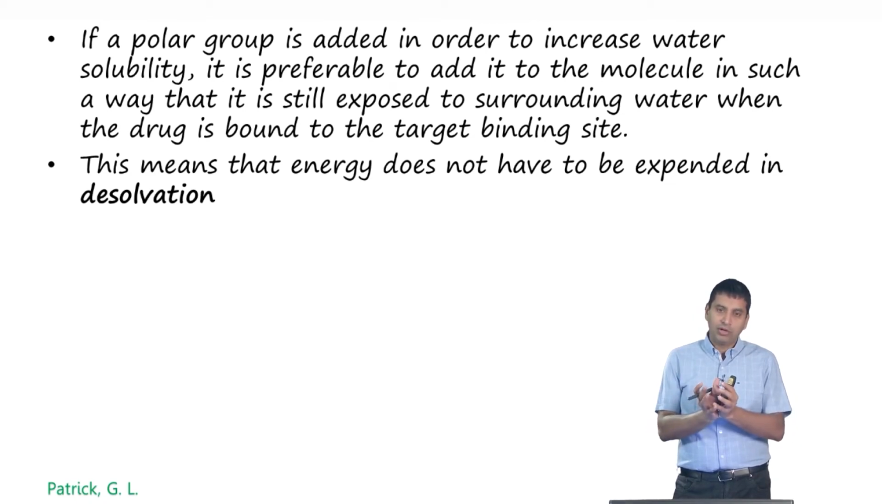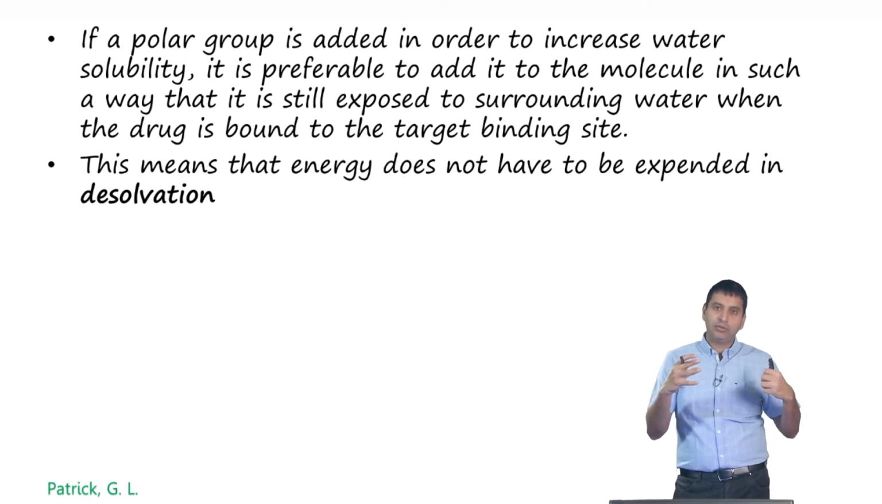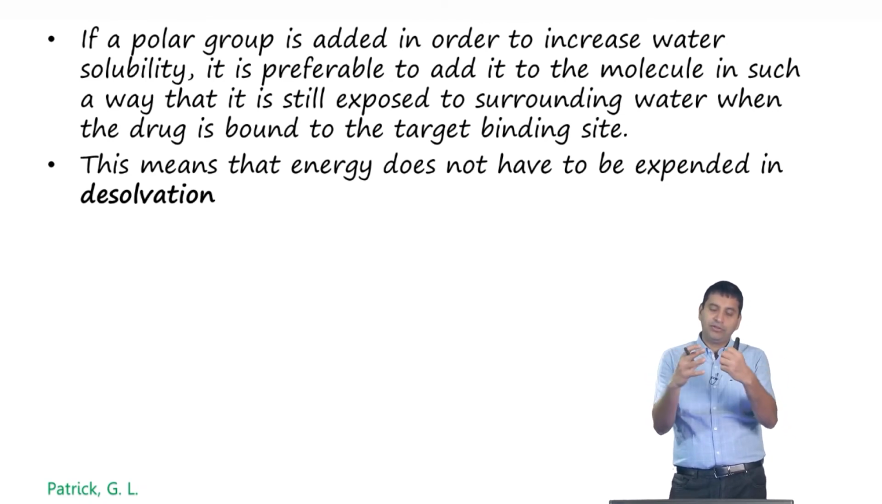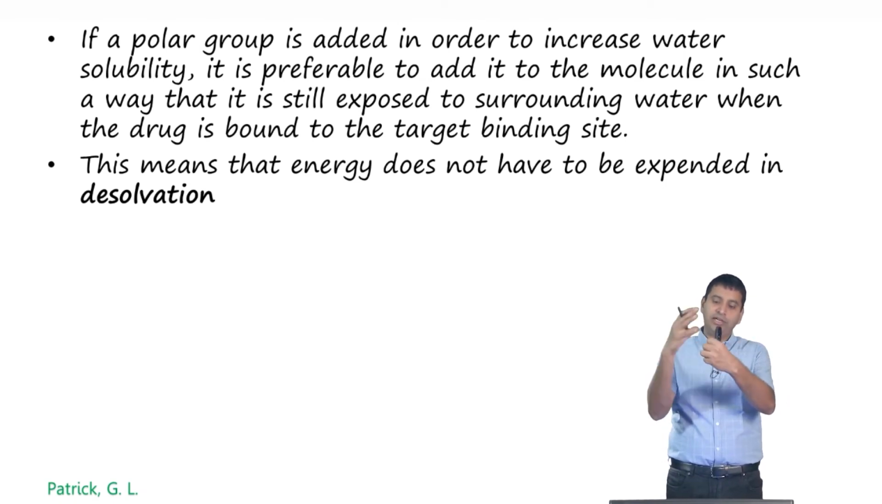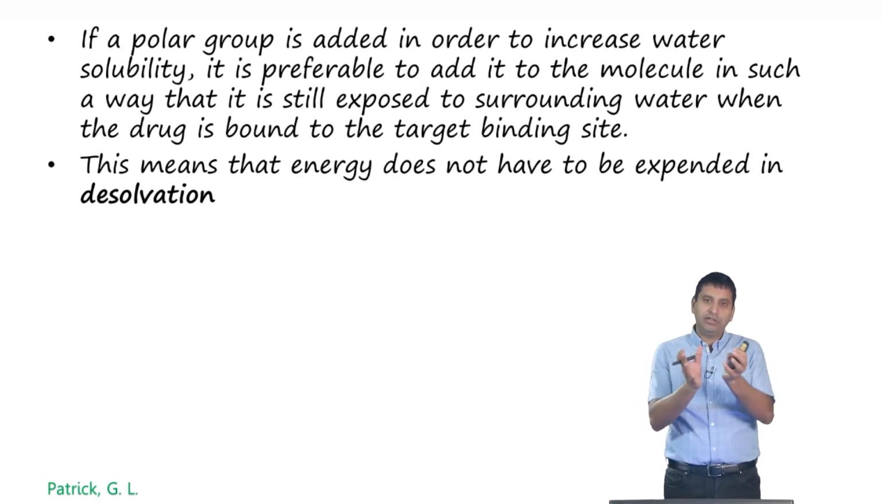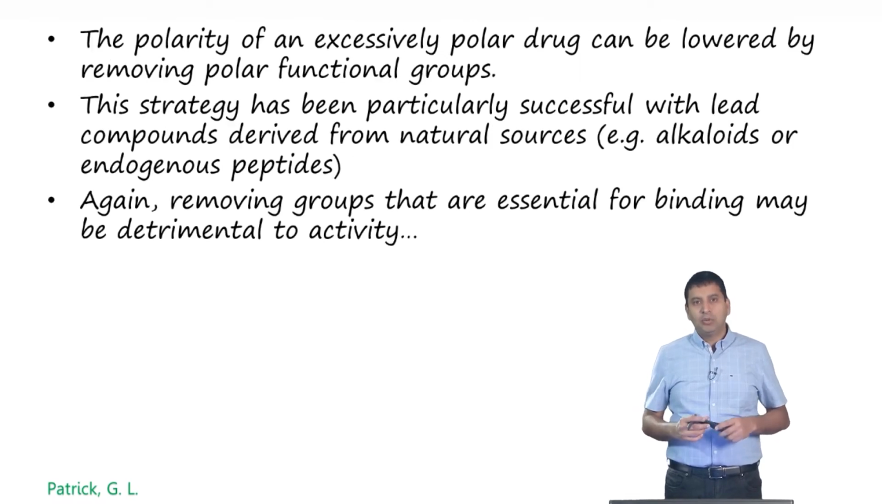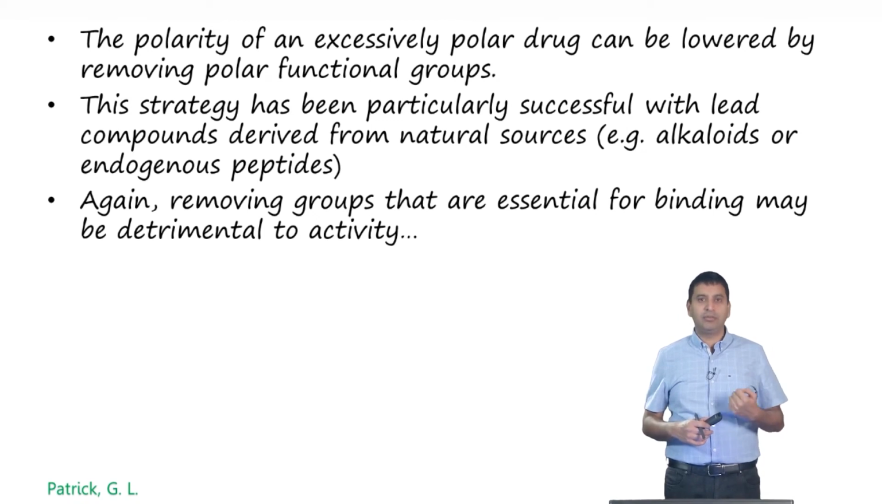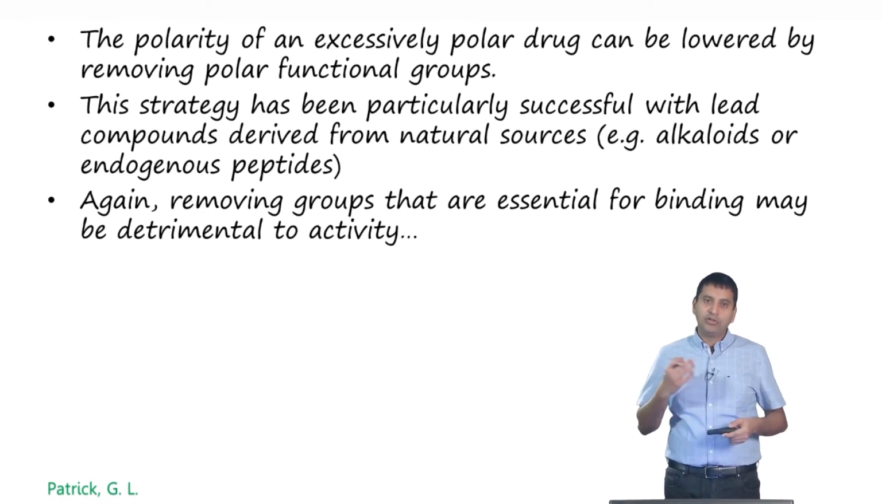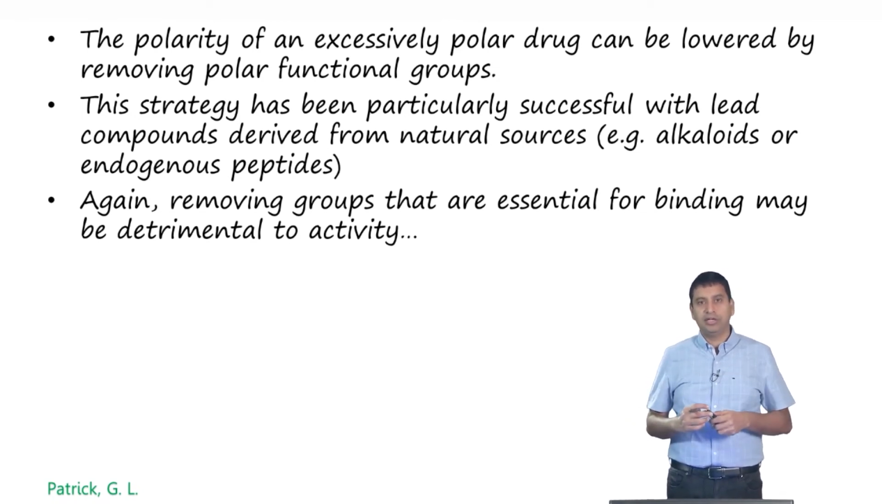When the molecule binds to the target, it has to get rid of the water molecules, and so this costs some energy. So you put the polar group in a place where it does not hamper this interaction, so that desolvation is not a problem. The polarity of an excessively polar group can be lowered by removing polar functional groups. We can use this in modifying lead compounds derived from natural sources, which are typically alkaloids or peptides. All of these have many polar functional groups, so we can remove some of them to reduce the polarity.